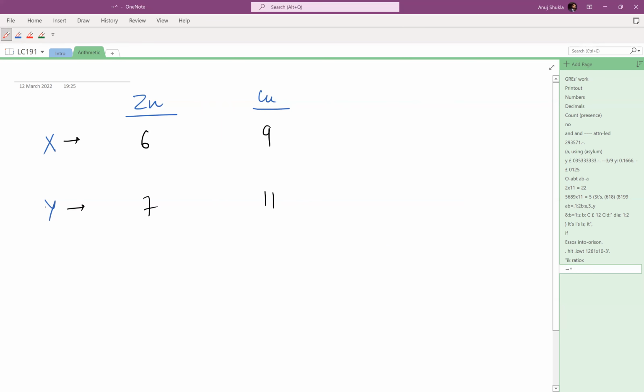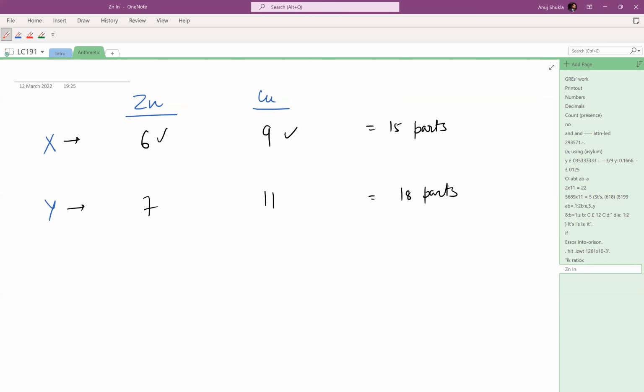Suppose alloy X is in one bottle, and alloy Y in some other bottle. Bottle, you can say, or you can say pot. I'm taking bottle. In one bottle alloy X is there, in another bottle alloy Y is there. This one is actually 15 parts, 6 parts plus 9 parts, and this one is actually 18 parts. Yes or no? Yes, sir.